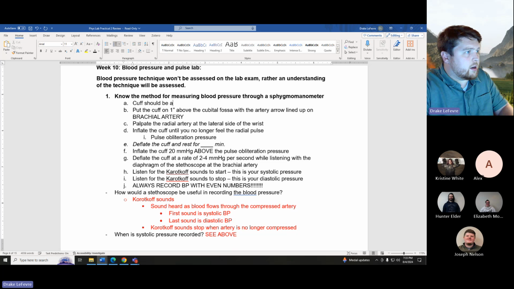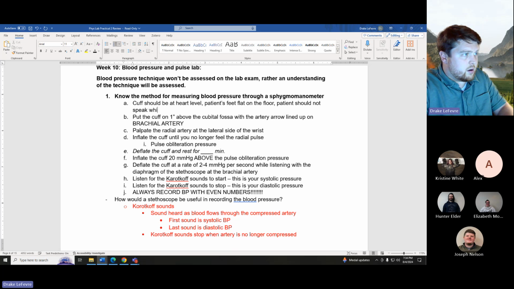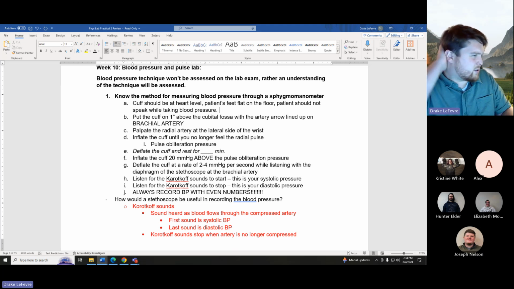Cuff should be at heart level. Patient's feet flat on the floor. Patient should not speak while you're taking it. I think those are all the things that they like to ask questions about.